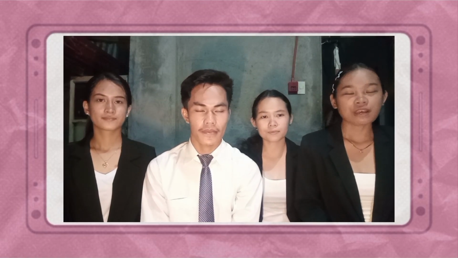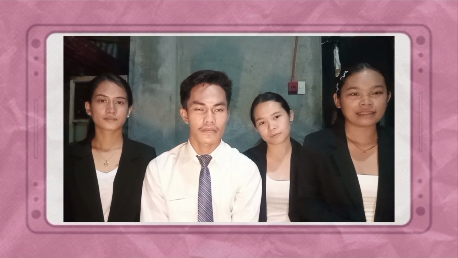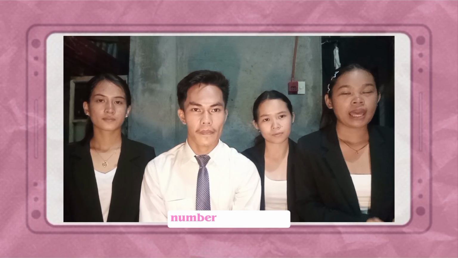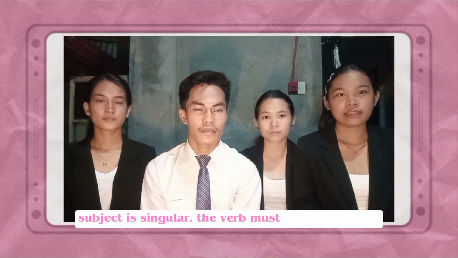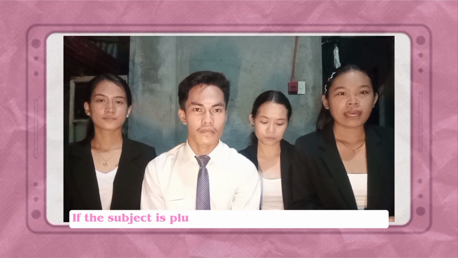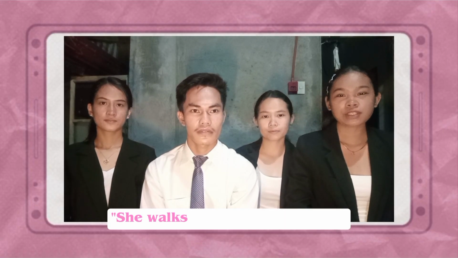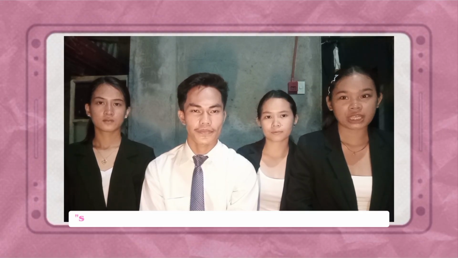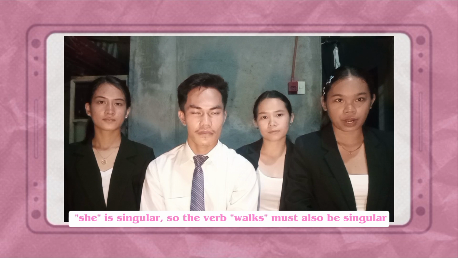To start, subject-verb agreement means that the subject and the verb in a sentence must agree in number and person. If the subject is singular, then the verb must also be singular. And if the subject is plural, then the verb must also be plural. So for example, she walks to school every day. The subject she is singular, so the verb walks must also be singular.